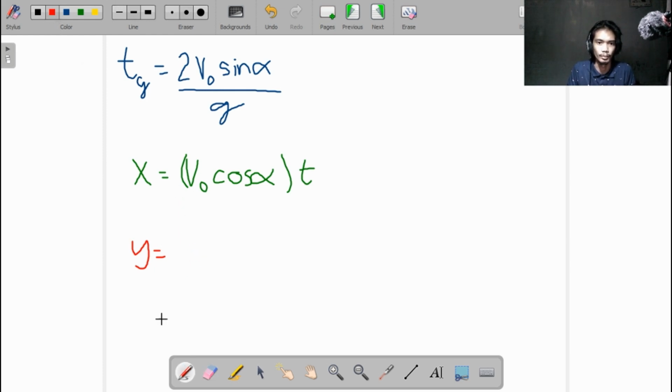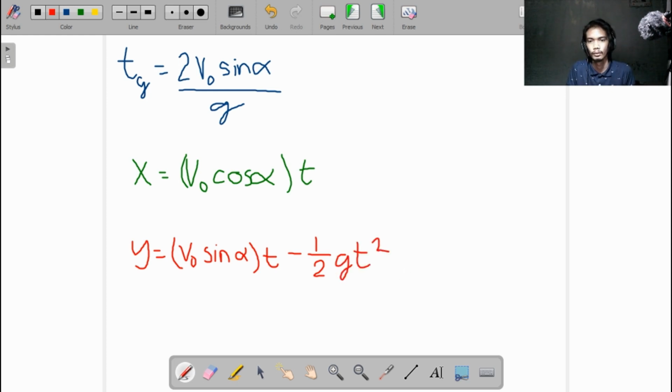Rin lang naman yan, so no worries. So v0y, so v0 sine alpha multiplied by t minus 1/2 gt squared. Okay, so these are yung pasunod-sunod ng ating solve.